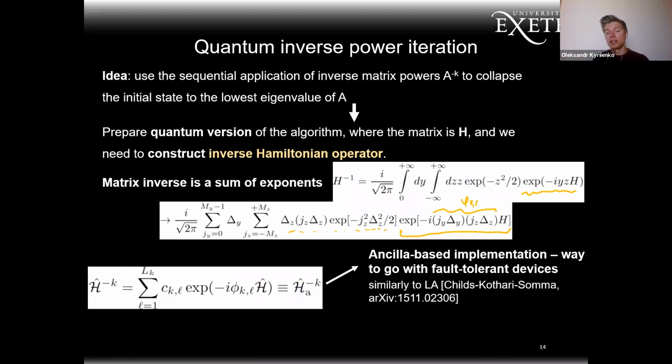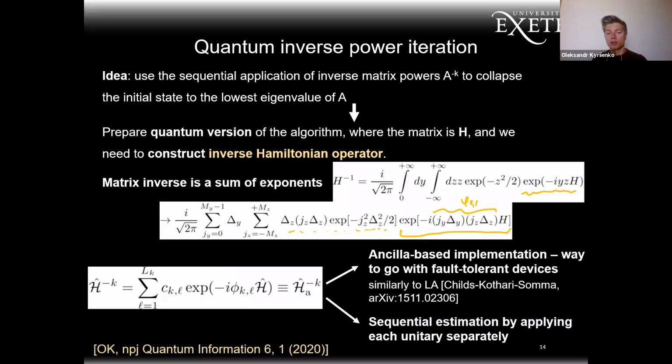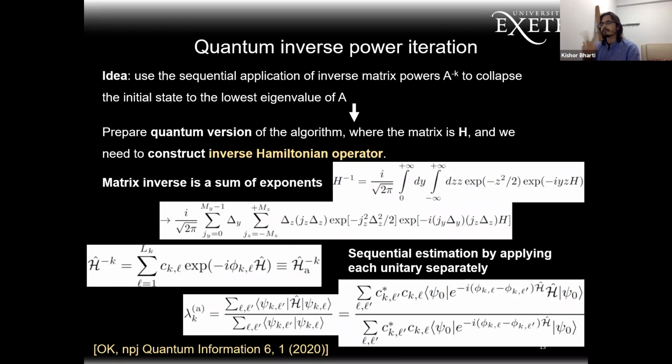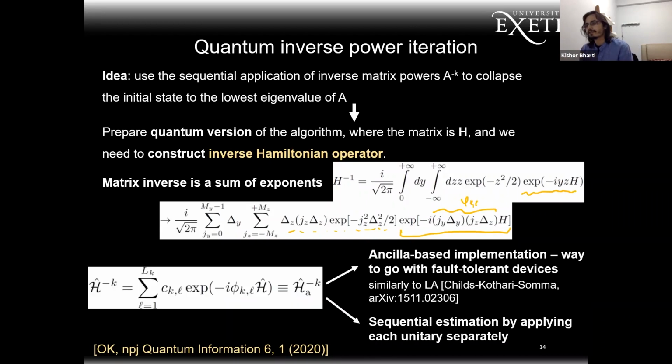So immediately, is it applicable directly to NISQ? Not so much. So I was thinking about a different strategy, which is to apply each unitary separately. It doesn't have the same power as the full LCU approach, but that's what you can use in the NISQ era. And the details are in the paper published last year. So you require the ability to prepare each of the individual exponentials of minus phi KL H.